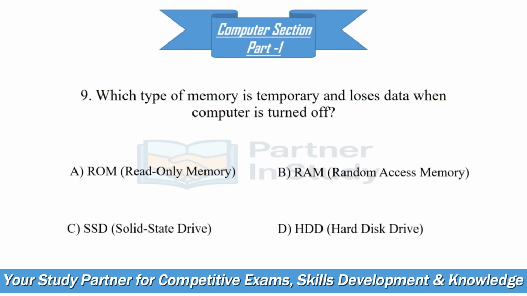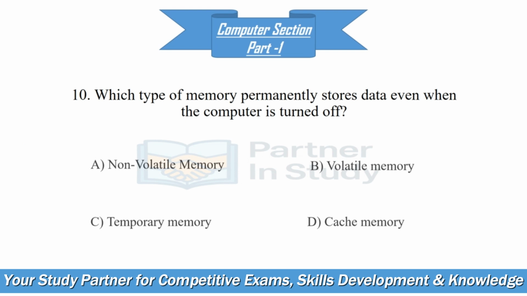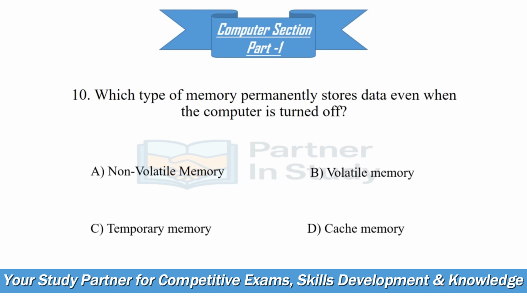Which type of memory is temporary and loses data when the computer is turned off? The right option is option B, RAM, random access memory. Which type of memory permanently stores data even when the computer is turned off? The right answer is option A, non-volatile memory.